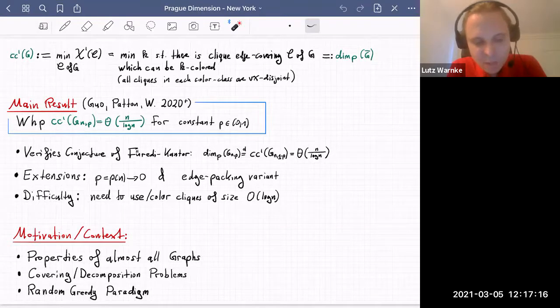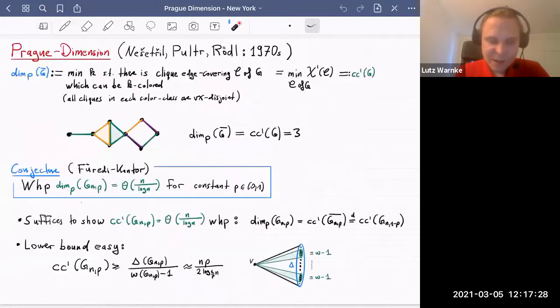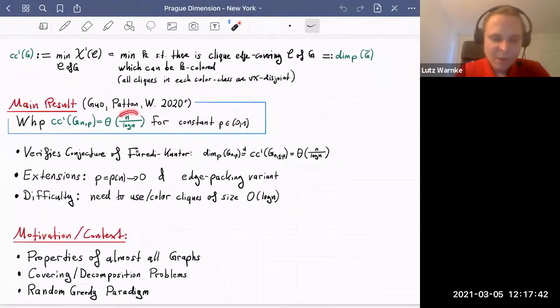Let me mention, if I were forced to tell you 1 point, what is the main difficulty here? To get this result, as you might see from this lower bound, the only way in this setup we can get this extra log factor is to use many large cliques of size order log n. That's the only way we can bring this parameter down from n to n over log n.